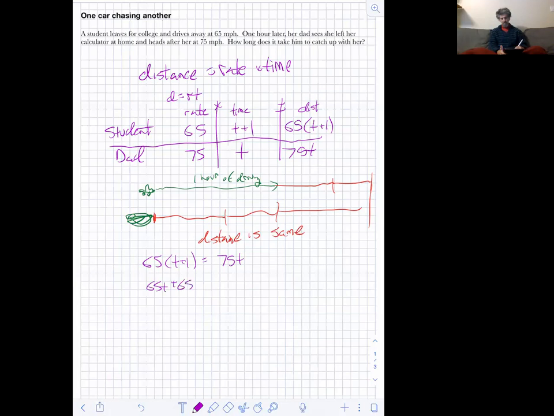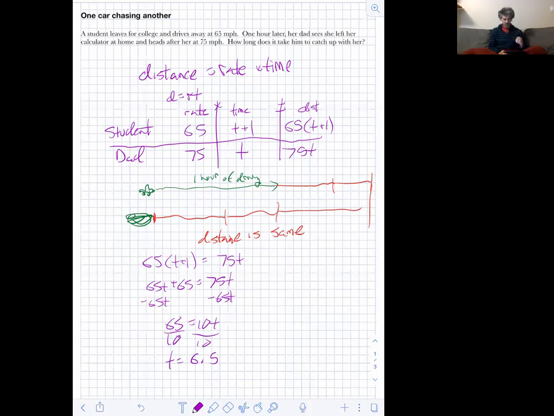65t plus 65 has to equal 75t. And I'm going to assume that this is fairly easy for you to solve, that you subtract 65t from both sides so that we have 65 equals 10t, and therefore t is 6.5. Now, we should plug in that 6.5 and check that it's going to work, but let's skip to the last part, which is answer the question.